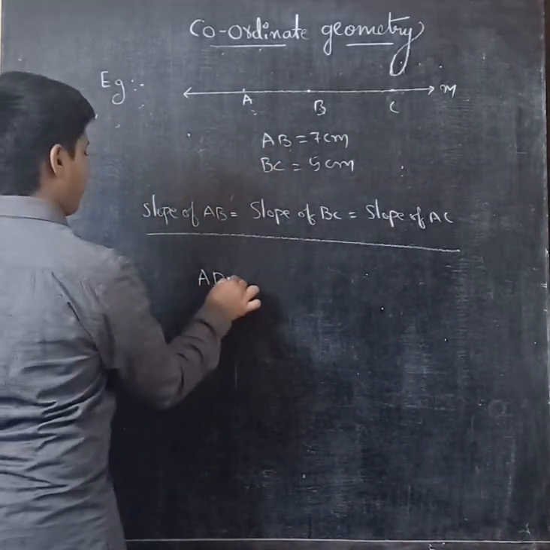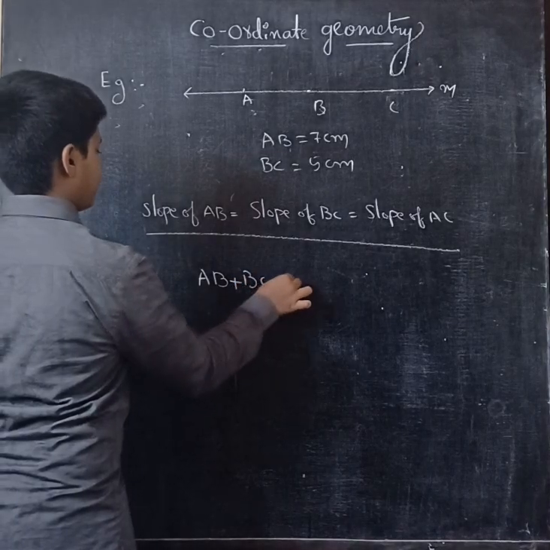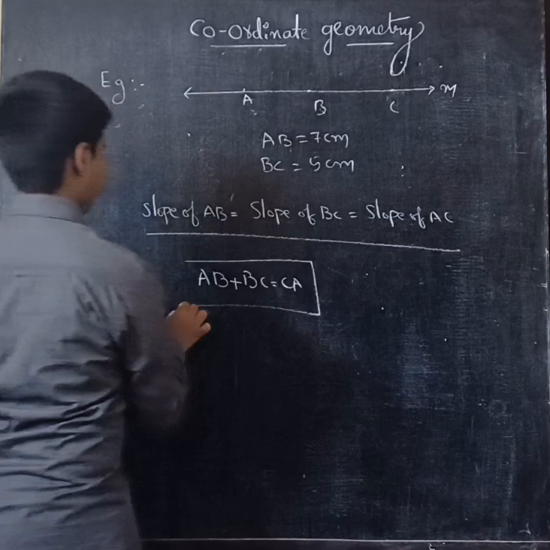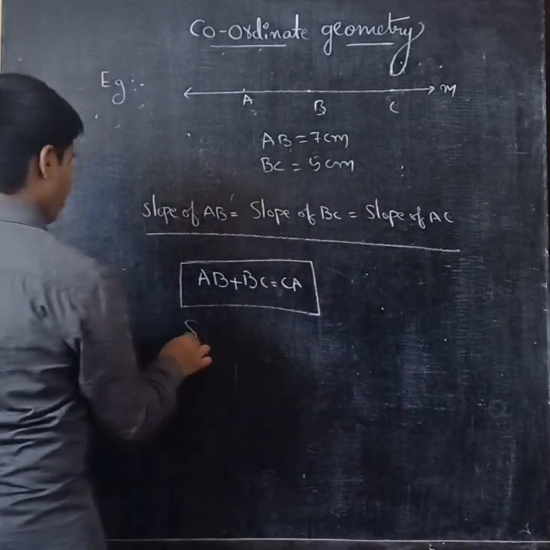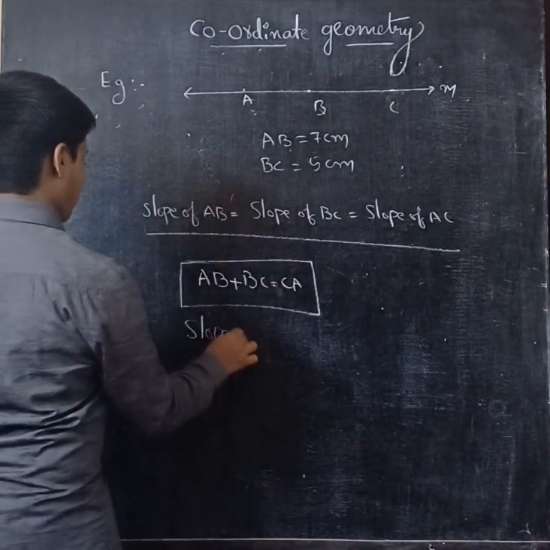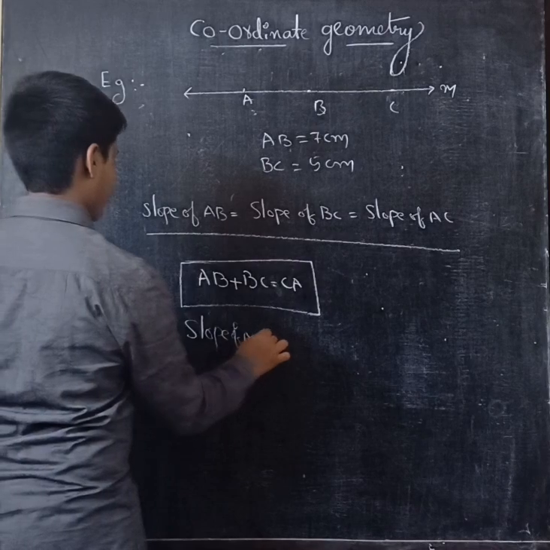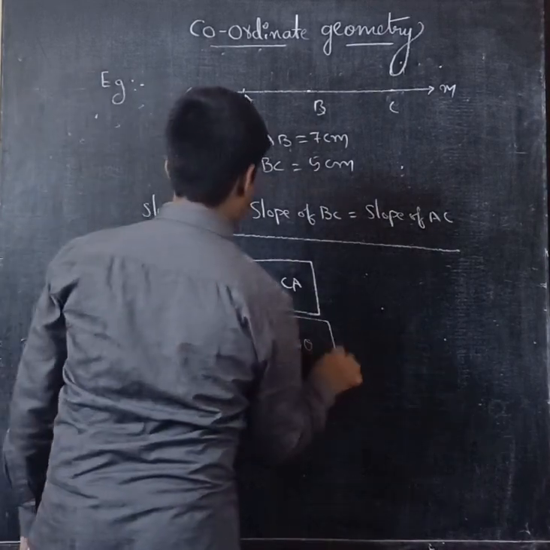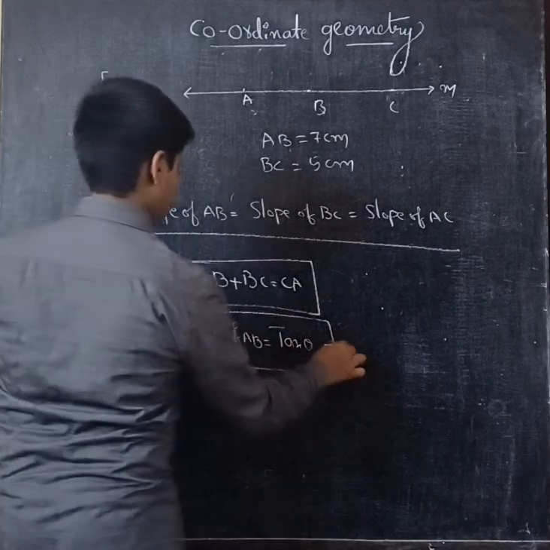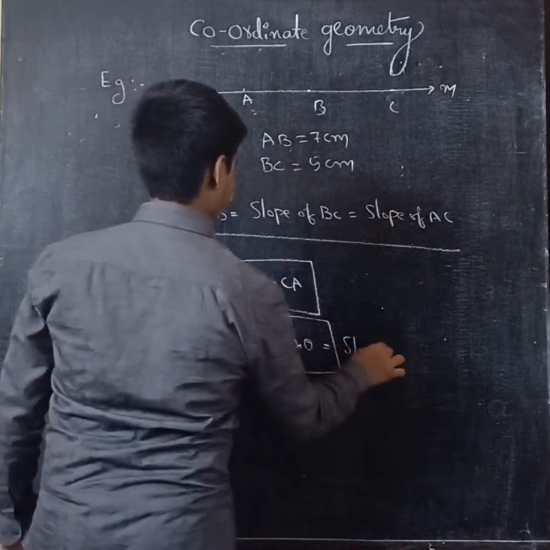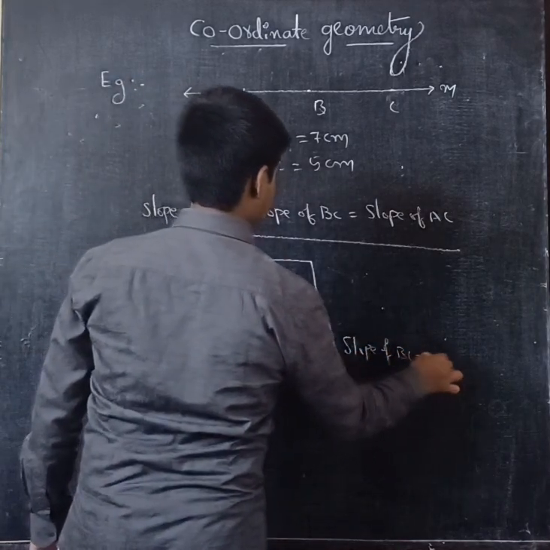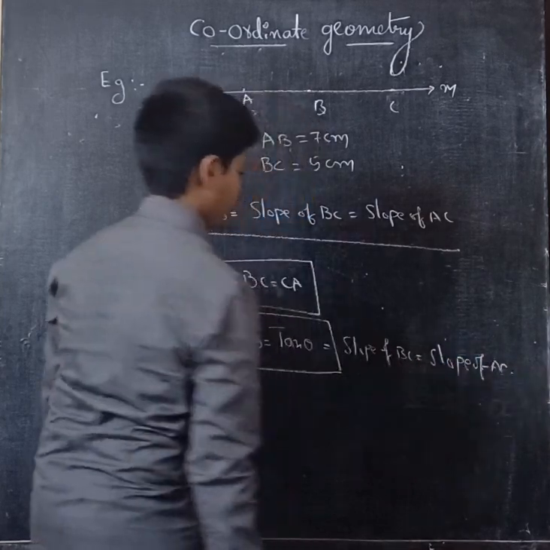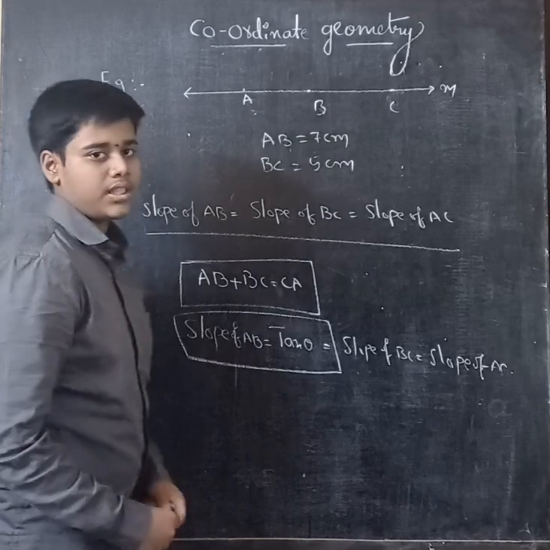Okay. And if these 3 points are collinear, AB plus BC is equal to CA, and by this, slope of AB is equal to tan theta. Use these two formulas. It is equal to slope of BC, which is equal to slope of AC. Okay. And this is today's topic.